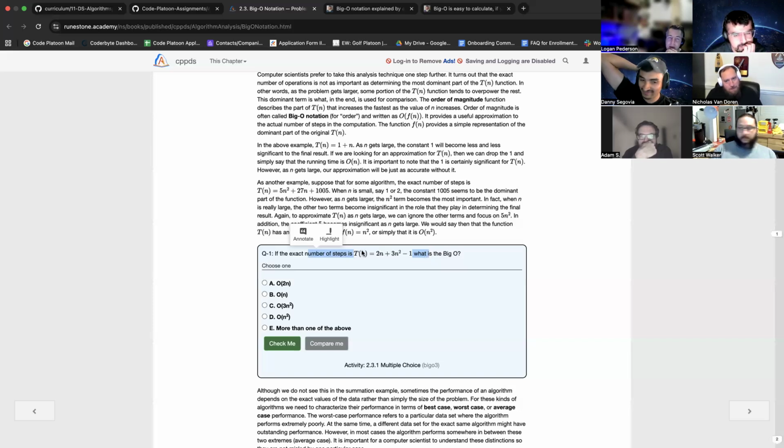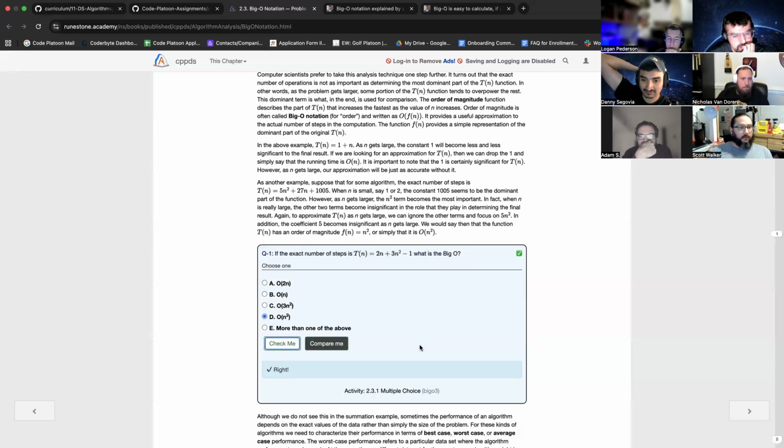So what is the time complexity here? O of n squared. Just like that. Or you could have just said, hey, when that number gets really, really big, all the other numbers that are not the biggest exponent pale in comparison, right?